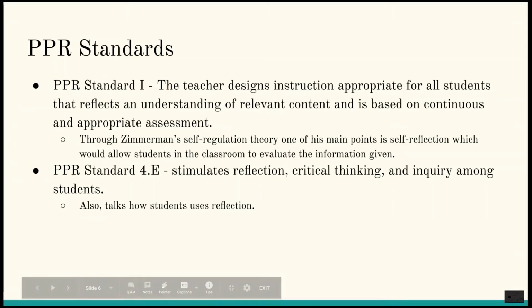PPR standards. PPR stands for Pedagogy and Professional Responsibilities. Pretty much what this is, it's a test that helps indicate whether the person taking the test has the knowledge and skill required that an entry-level teacher must have. And we will look at how Barry Zimmerman's self-regulation theory relates to these PPR standards.